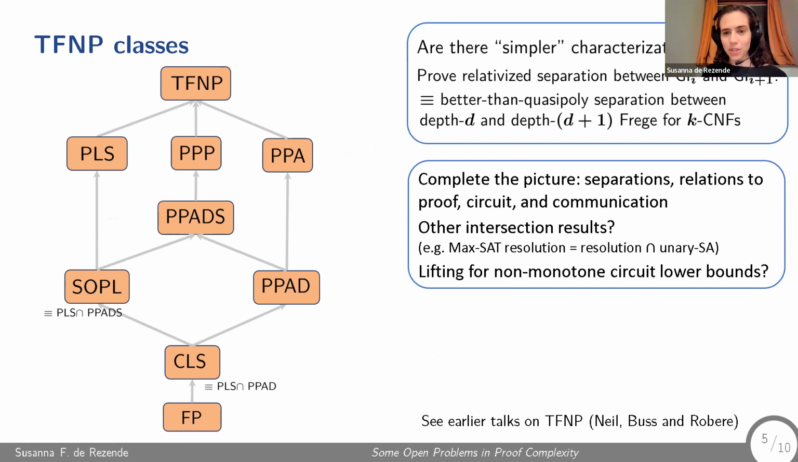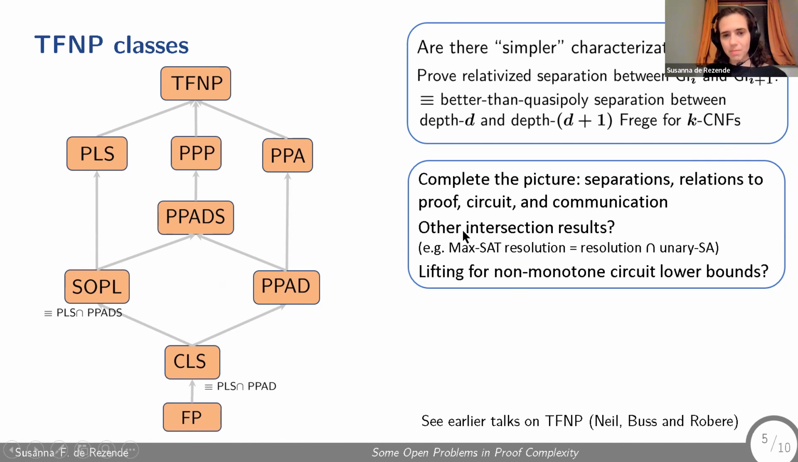Also, as Robert mentioned, we have other intersection results. He mentioned that this recent work shows that MaxSAT resolution is actually equal to resolution in low width and unary Sherali-Adams in low degree, the intersection of these. So are there other such intersection results?